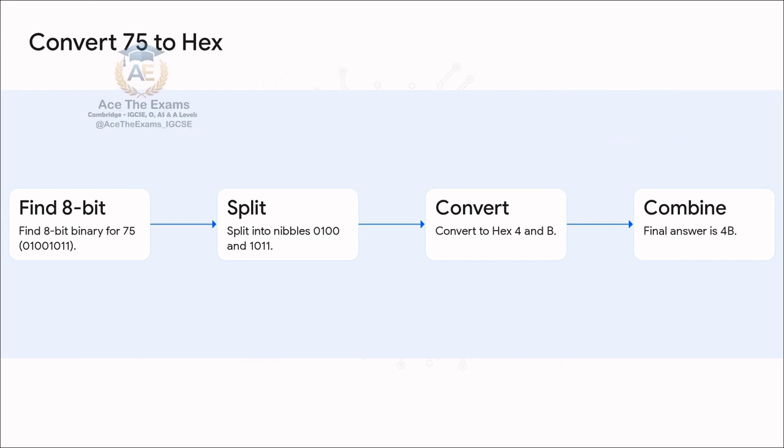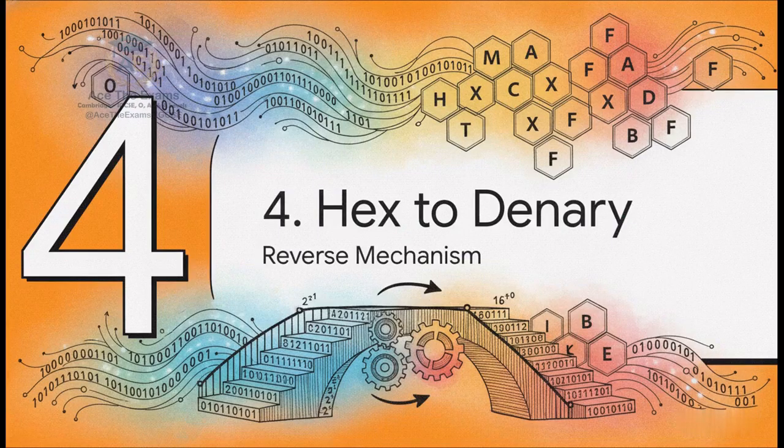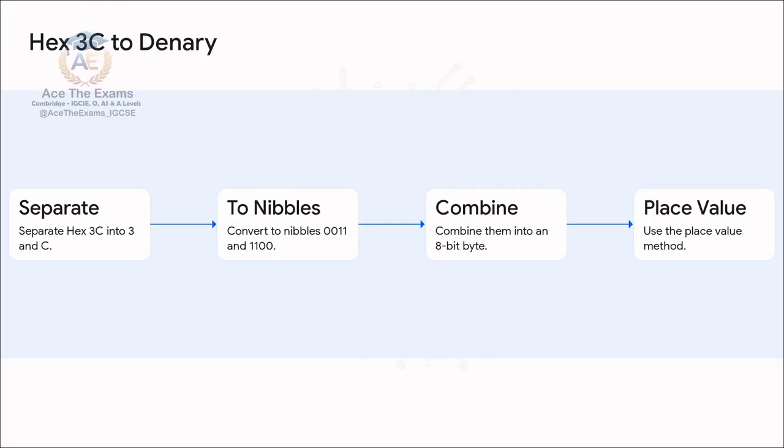Boom, full marks. Now let's flip it in Section 4, hexadecimal to denary, where we'll be reversing the mechanism. Because that binary bridge, it's totally a two-way street. So, to convert the hexadecimal number 3C back into denary, step 1 is to separate that hex 3C into its individual parts, 3 and C.